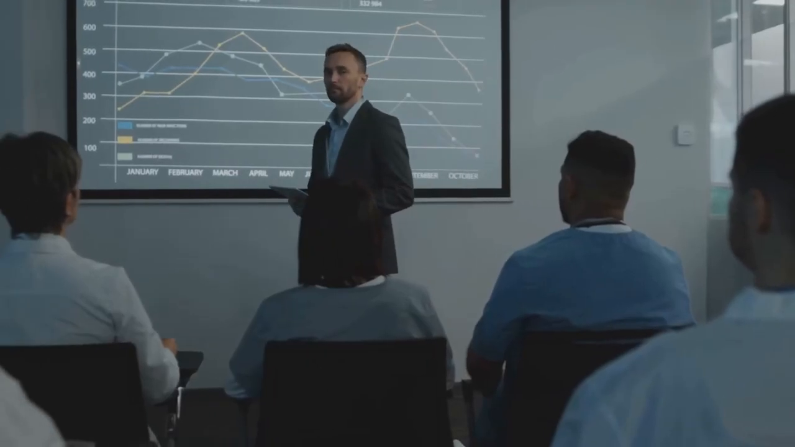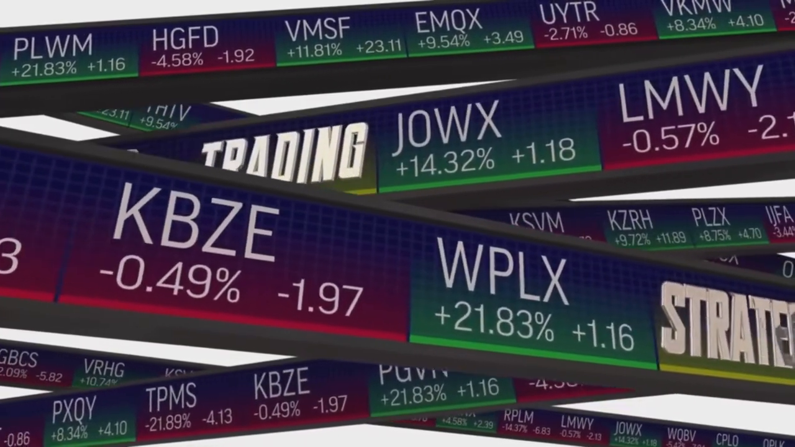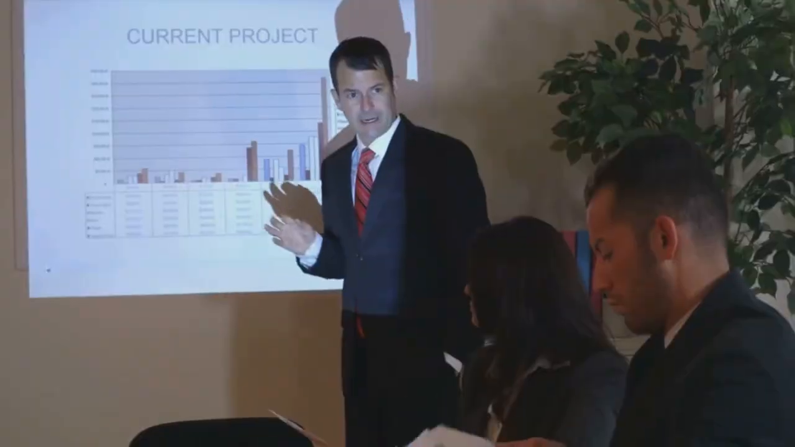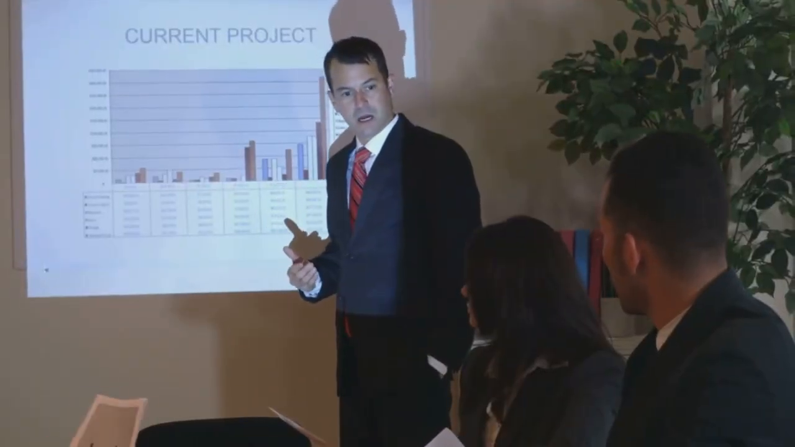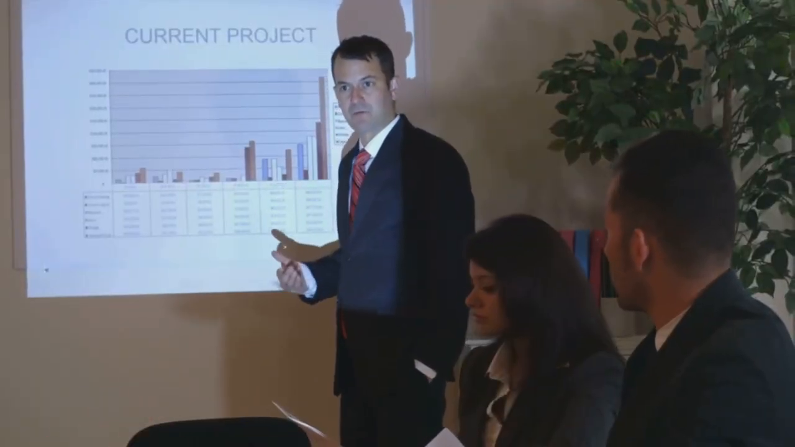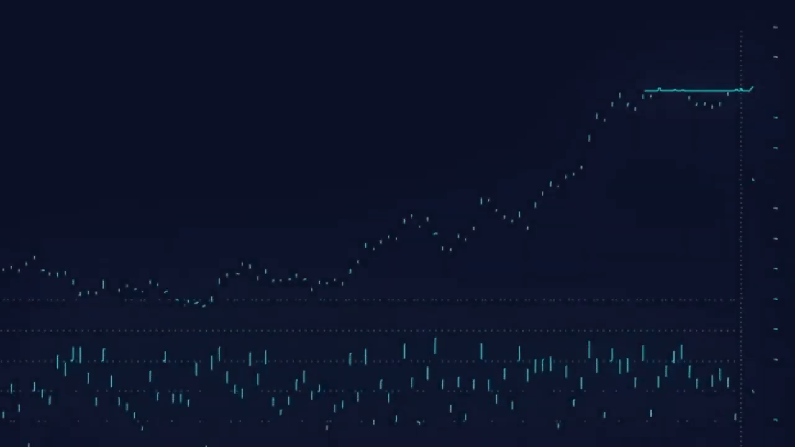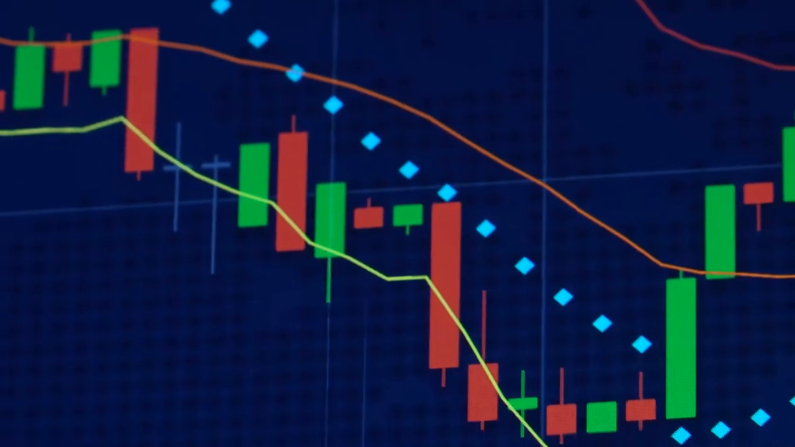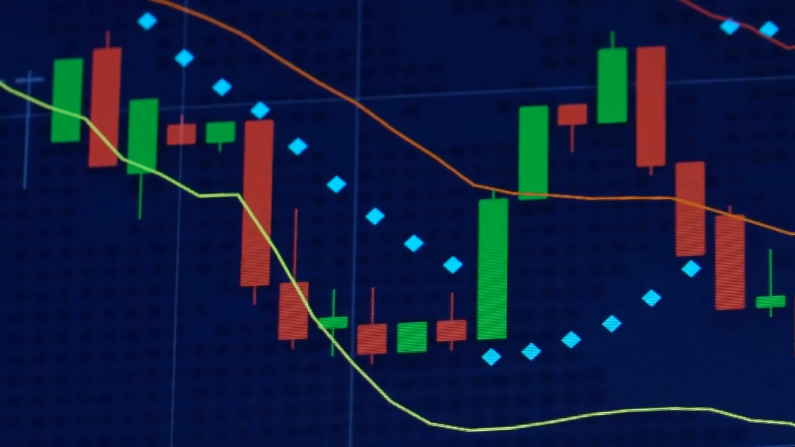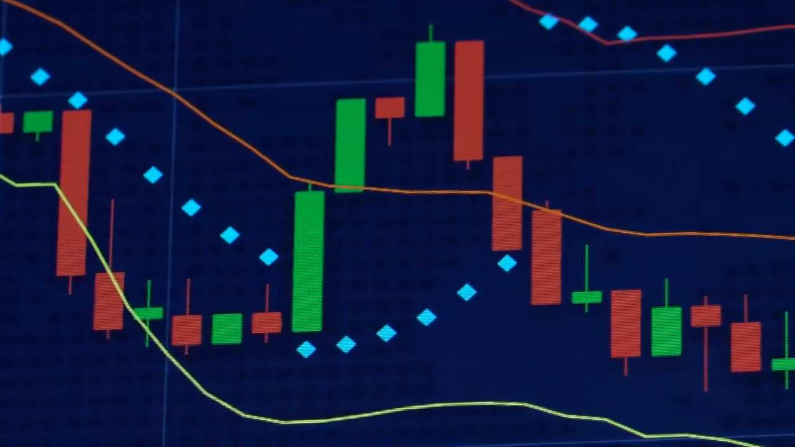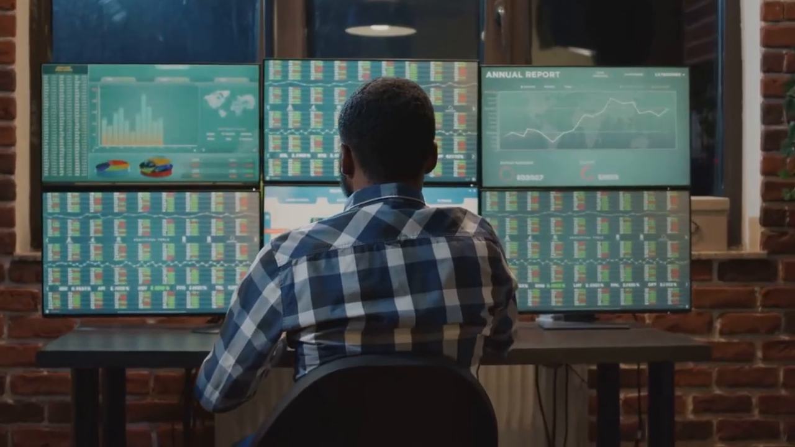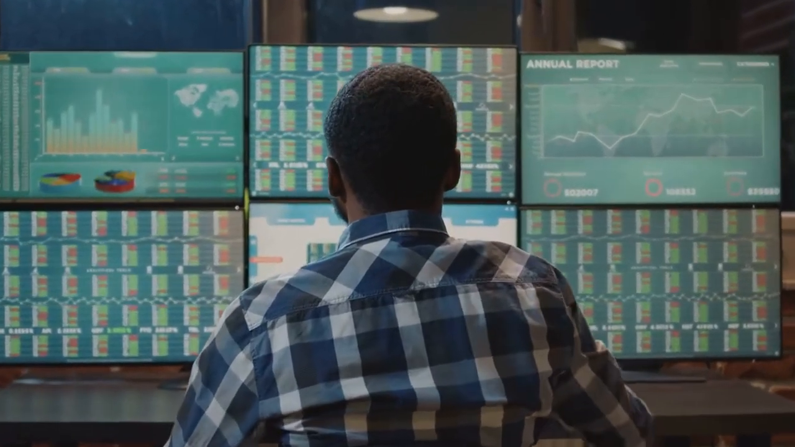Today we're going deeper. You're going to learn market structure, the foundation of every trend, breakout, and reversal. If you master market structure, you will know exactly where the market is going next. Market structure simply means how price creates higher highs, higher lows, lower highs, and lower lows. It's the skeleton of the market. It tells you who is in control, buyers or sellers.